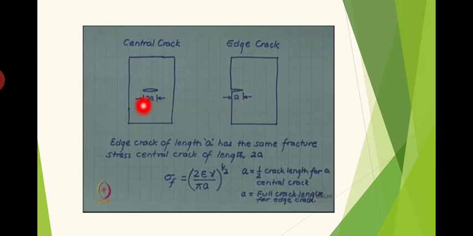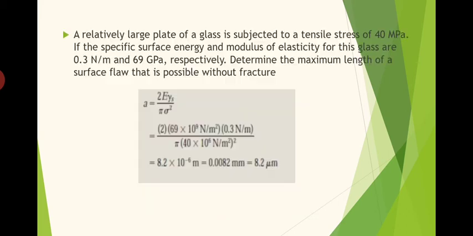So while doing problems, if it is given as a central crack, then take half of the dimension given as a. In case of an edge crack, take the same dimension as that of the crack as a. The edge crack of length a has the same fracture stress as a central crack of length 2a. So both will have the same sigma_f. So an edge crack of length a will create the same sigma_f as that created by a central crack of length 2a.